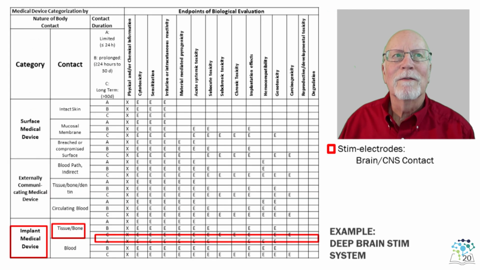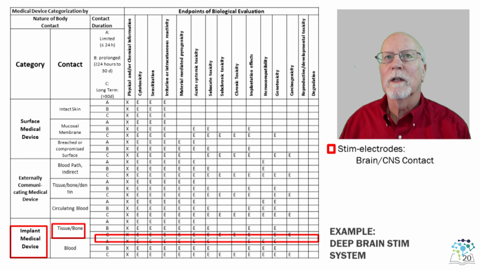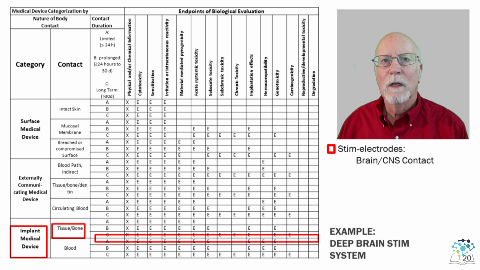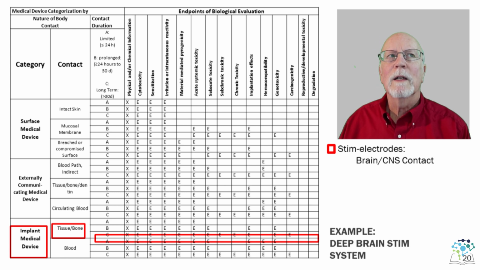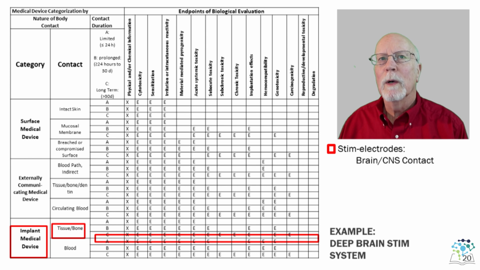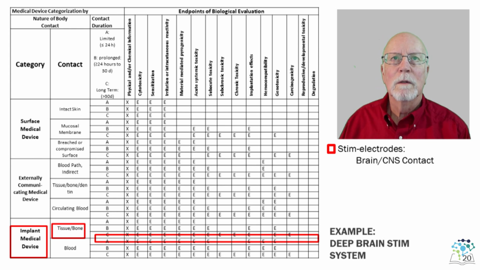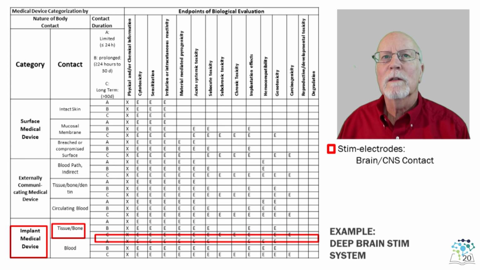Let's dissect the final example of a deep brain stimulating device according to Table A1 and identify the required testing. Start with the stim electrodes that are permanent implants with deployment directly into intact tissue and with leads following a path through bone and subcutaneous tissue. Follow the categories in the table, and we can see that these components would require an extensive panel of testing.